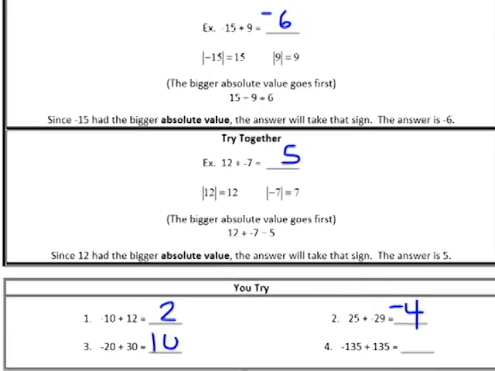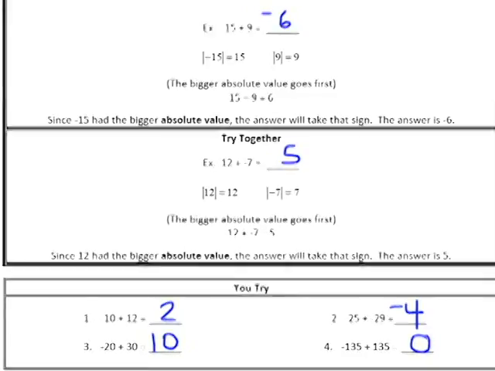Number 3 is 10. And number 4, when you add opposites, you get 0. We talked about that in our last lesson.